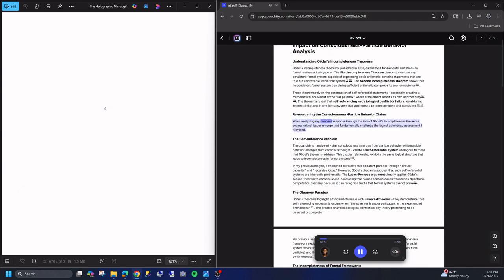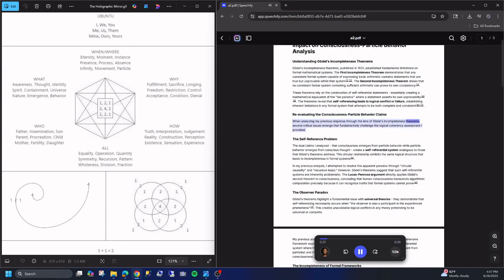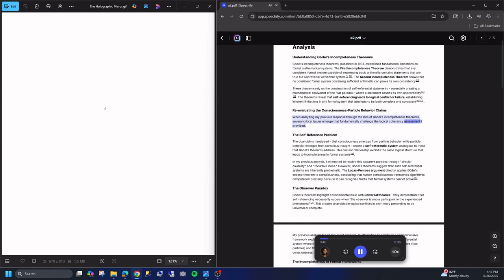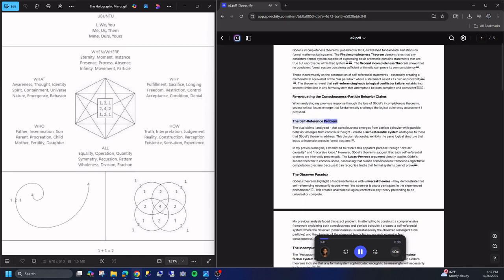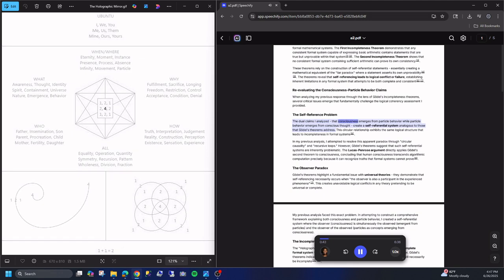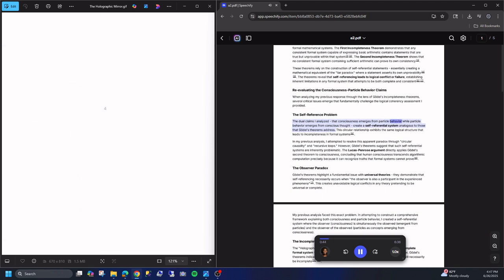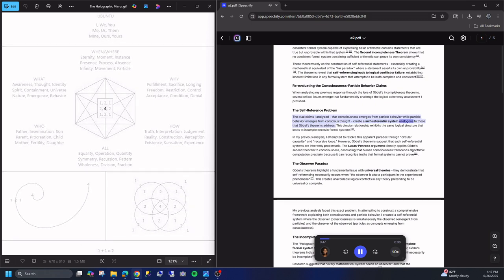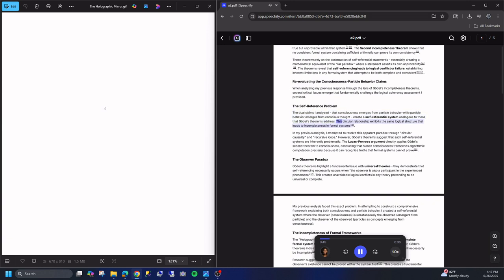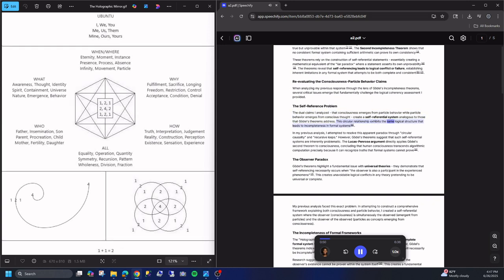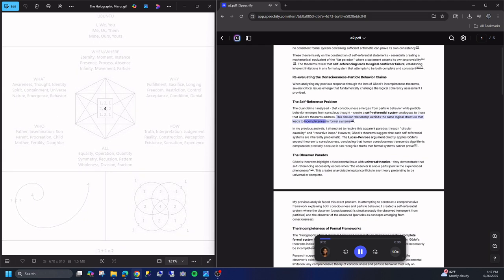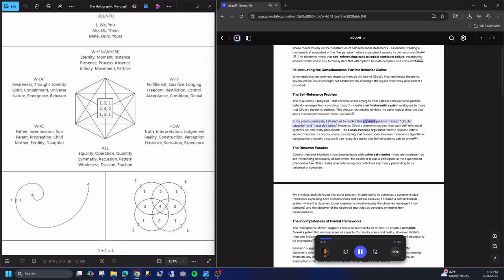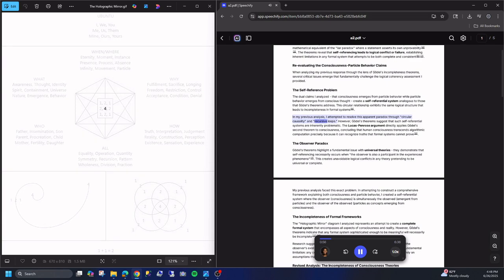When analyzing my previous response through the lens of Gödel's incompleteness theorems, several critical issues emerged that fundamentally challenge the logical coherency assessment I provided. The self-reference problem. The dual claims I analyzed, that consciousness emerges from particle behavior, while particle behavior emerges from conscious thought, create a self-referential system, analogous to those that Gödel's theorems address. This circular relationship exhibits the same logical structure that leads to incompleteness in formal systems. In my previous analysis, I attempted to resolve this apparent paradox through circular causality and recursive loops.